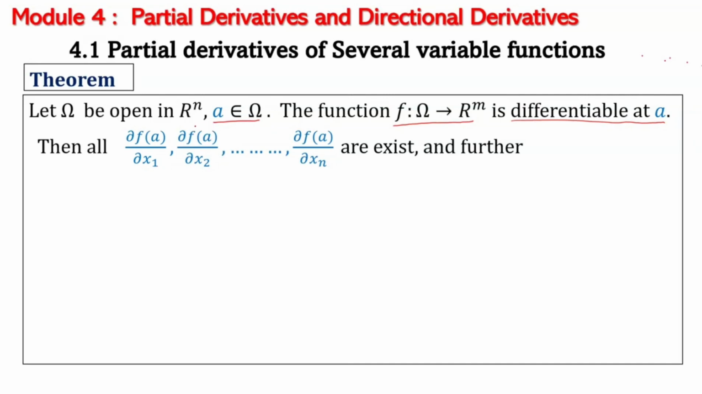As it is from Rn, we have n variables, so f has n variables, x1, x2 and xn, we are denoting those variables. Therefore the function f is partially differentiable with respect to each variable at the point a.